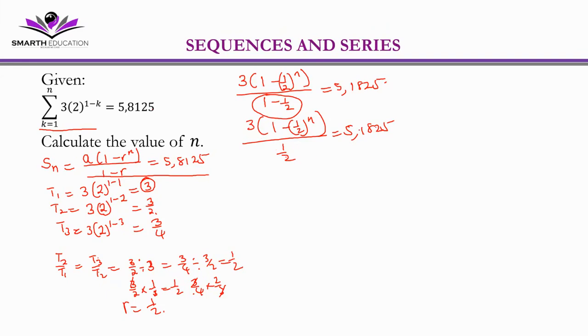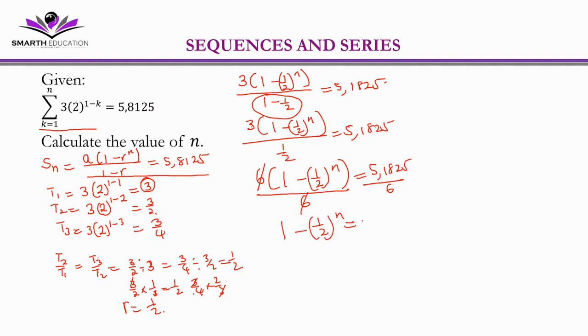So we can take different approaches here, but let me say 3 divided by half. What is 3 divided by half? It is 6. So we remove 6. Then 1 minus 1 over 2 to the power n is equal to 5,1825. And then what do we do? We divide by 6 on both sides of the equation. Divide by 6, divide by 6. 6 into 6, 1. So we remain with 1 minus 1 over 2 to the power n is equal to 31 over 32. Just use fractions.